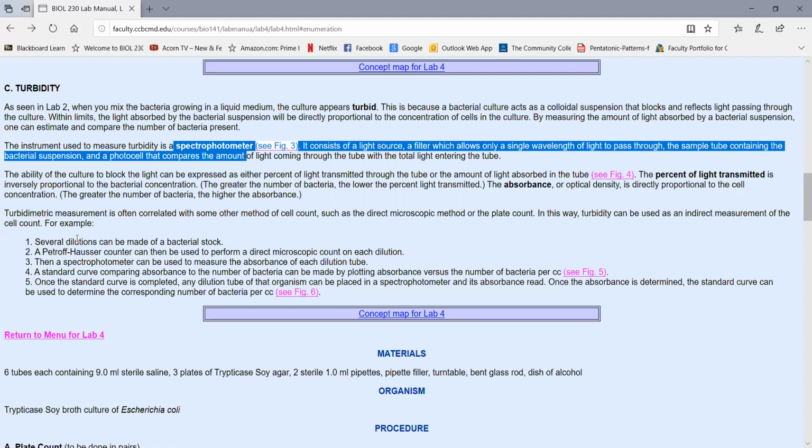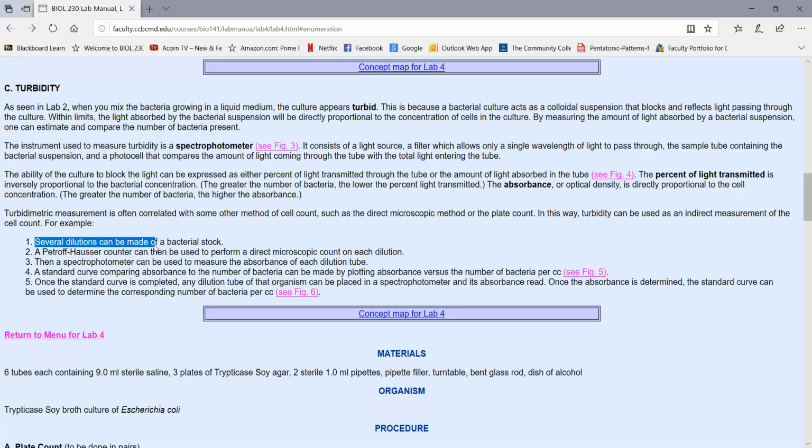And the way that works in general is that you'd make several dilutions of the bacteria, and then you would count the number of bacteria in each different dilution tube using either the direct microscopic method or the plate count method.